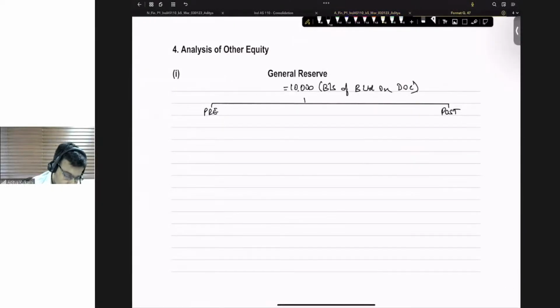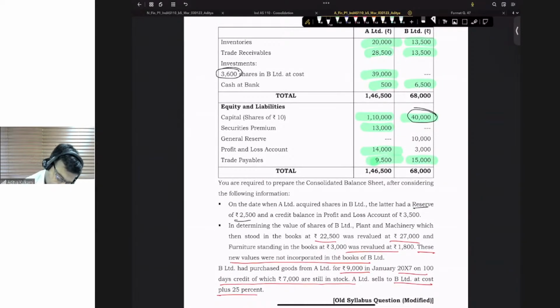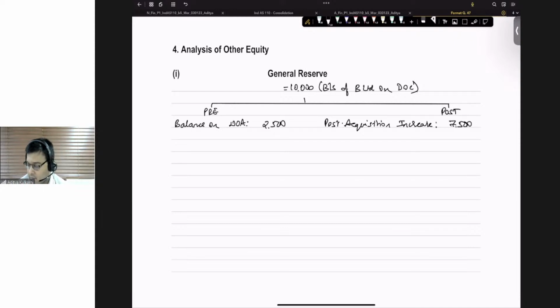Okay. So therefore, pre means balance on date of acquisition. How much is it? They have given reserve of 2,500. So now it is 10,000. So post acquisition increase is 7,500. This is a balancing figure. All the adjustments which are there will take it in the P&L. General reserve, so we can balance it out right now.